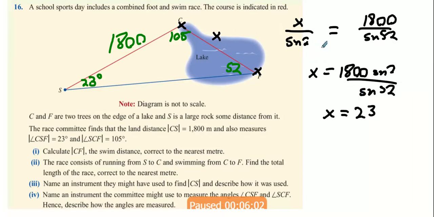So it's sine 23. What do you get when you put that in? 893. Yeah, that makes sense. The 52 degrees looks at 1,800, so the 23 degrees only looks at 893. That makes a lot of sense. Okay. What's the next thing they want from us? The race consists of running from S to C. So you run from S to C, and then you swim from C to F. Find the total length of the race, correct to the nearest meter. Yeah, you just add them together to get 2,693 meters. A lot easier than I thought it was.